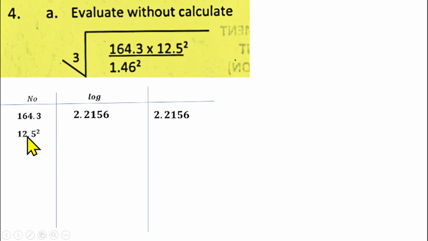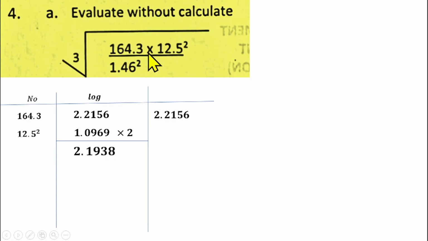The characteristic of 12.5 is 1, so you have 1 point. Then 12, check your logarithm table, check 12 under 5. That will give us 1.0969. Then because it's raised to power 2, you now multiply by 2. If you multiply 1.0969 by 2, that should give us 2.1938.